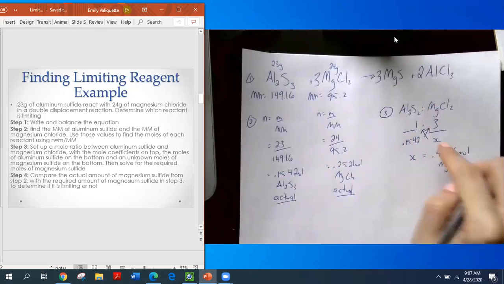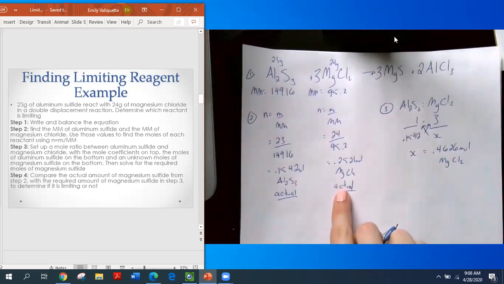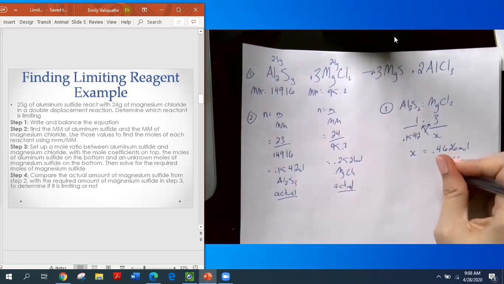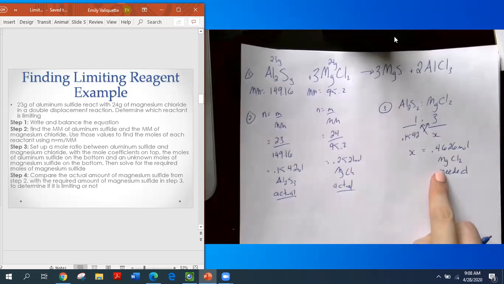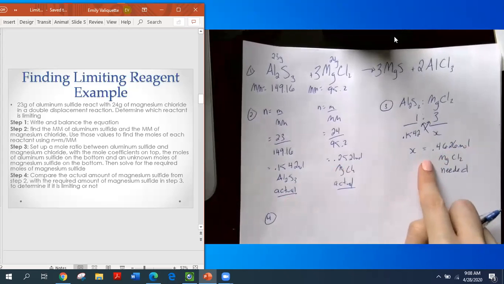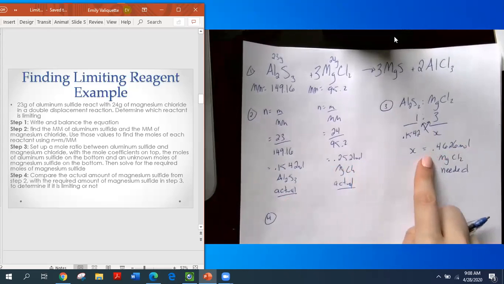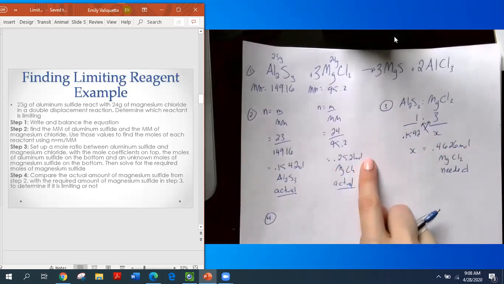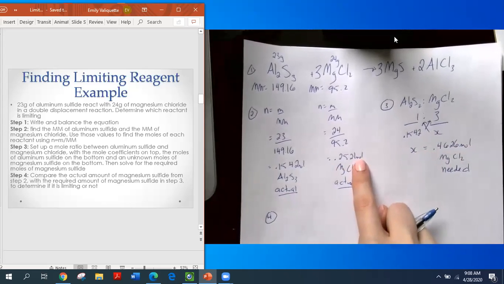chloride. And when I do the mole ratio, I'm not getting the actual amount of moles. I'm getting the amount of moles that I would need if I wanted to use up all of the magnesium chloride. Okay. So my last step then is to just compare the amount of moles needed to the actual amount of moles. Right now, I need more than I actually have. I need 0.46, I have 0.25.